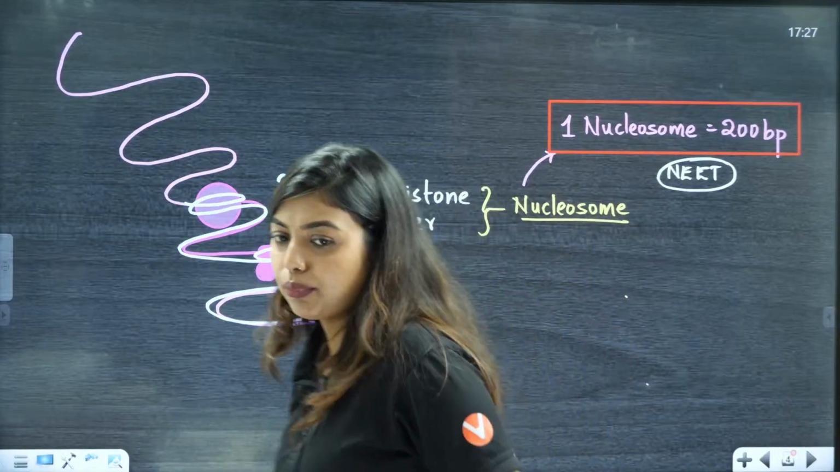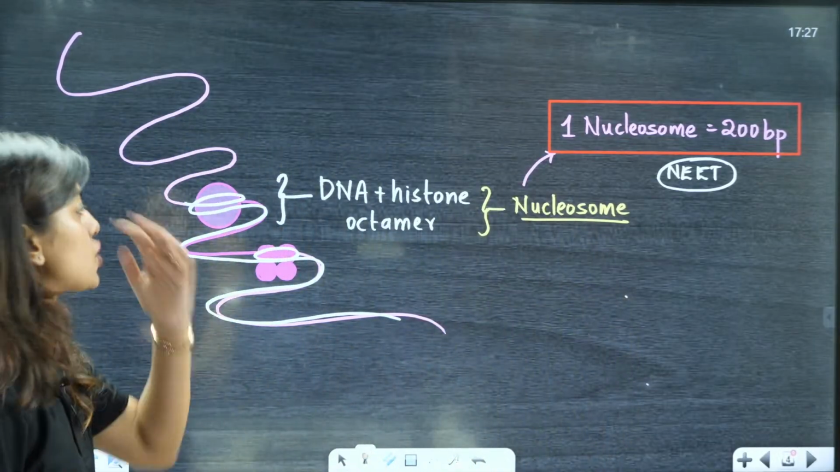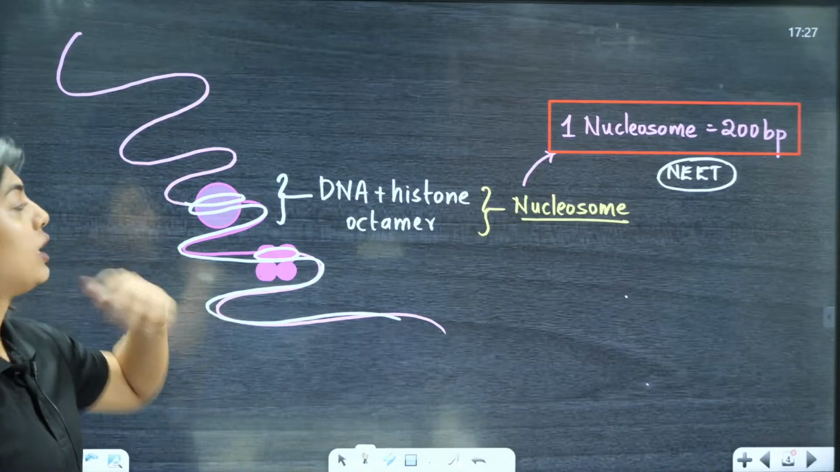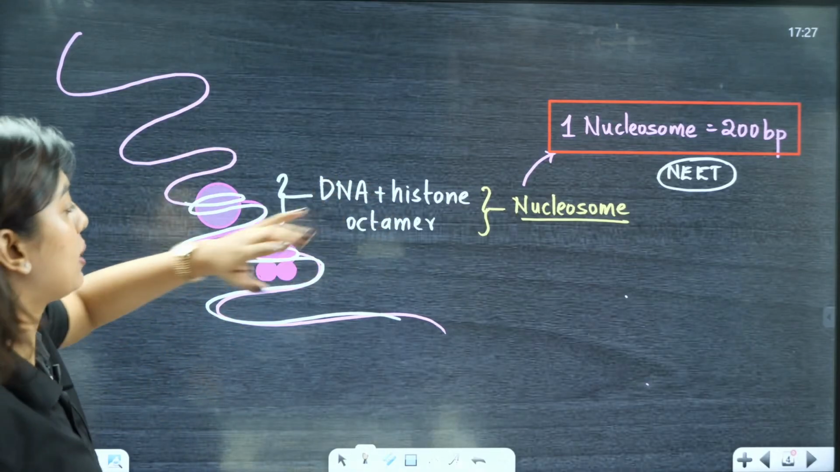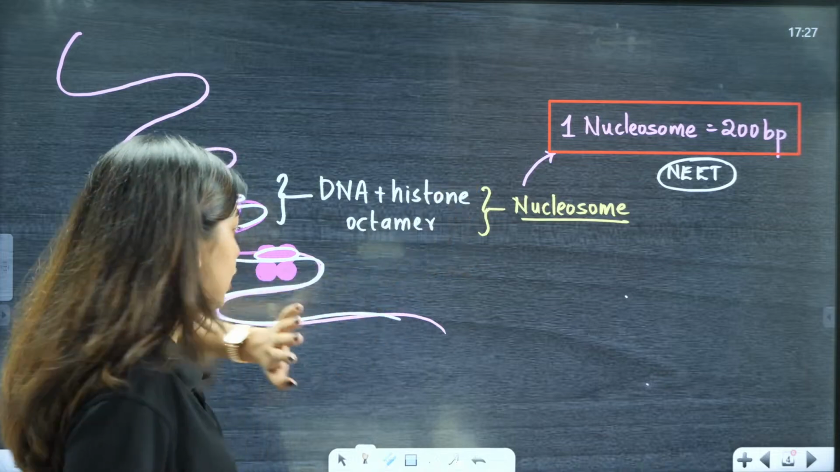NEET point of view, very important. Okay, done, understood. Now, look, DNA plus histone octamer is called a nucleosome. One nucleosome has 200 base pairs.